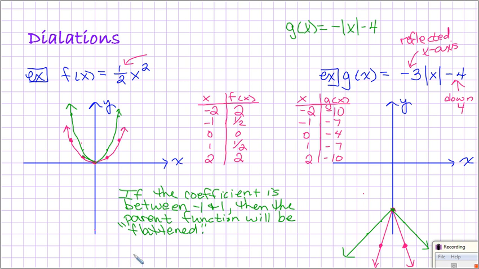So if the coefficient is not between negative 1 and positive 1, then the parent function will be skinnier.